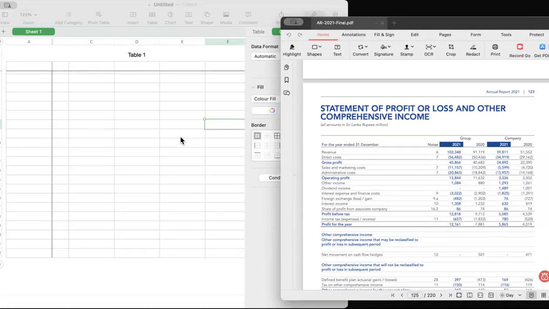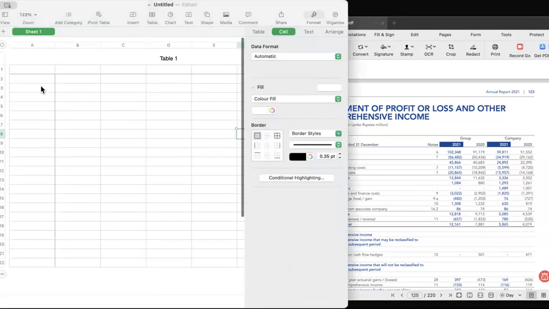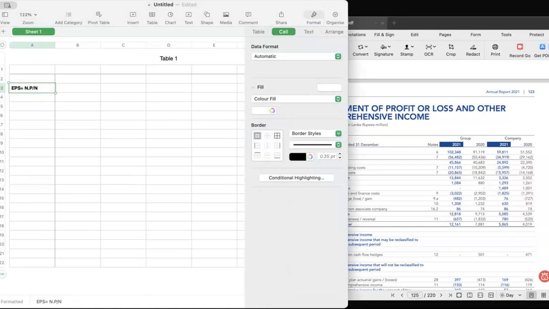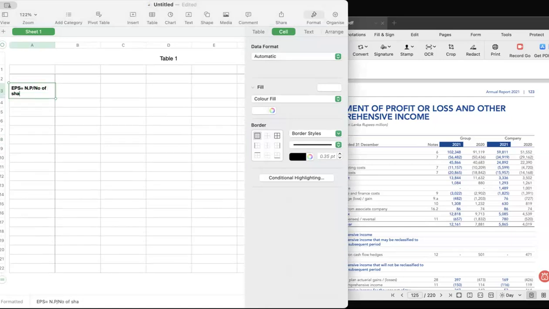So investor ratios, we're going to calculate the EPS, which is earnings per share. EPS means earnings per share, which is equal to net profit divided by number of shares issued. Number of shares issued. So this is related to EPS, earnings per share.